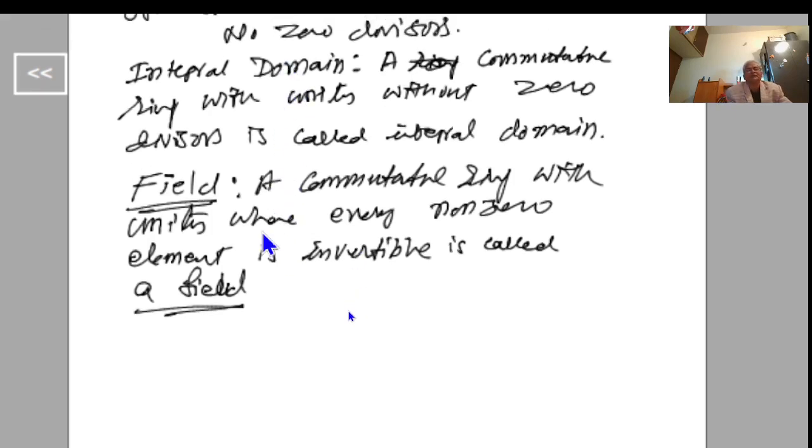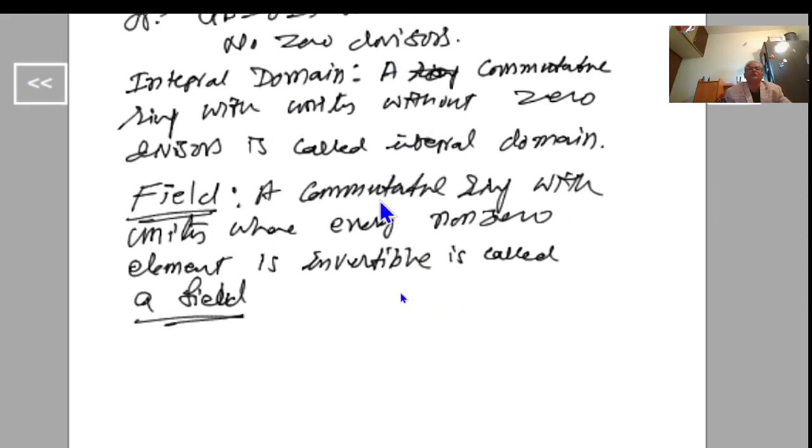Okay. Then what is the difference between integral domain and the field? First of all, both are rings. Okay. Second one, both are commutative rings. Third one, both are with unity. Fourth one, they differ only in the fourth property. So integral domain is without zero divisors. Field is every non-zero element is invertible.